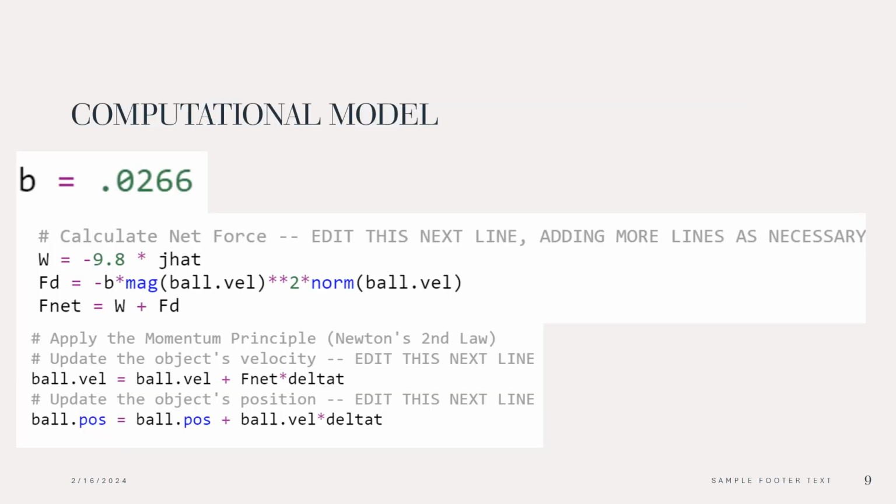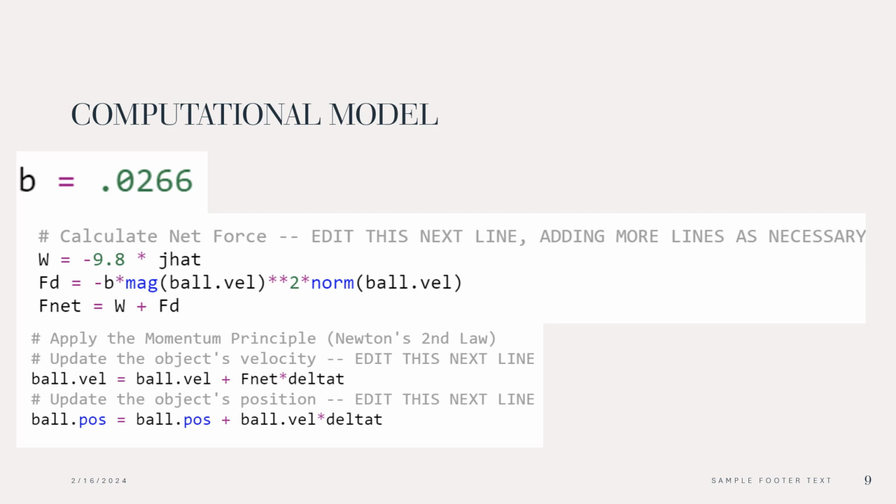All right, going into the computational model, I found that our drag constant was about 0.0266. We did a little bit of calculations I won't get into here, but looking at that next line of code, we've got to calculate the net force. So, of course, the weight is equal to negative 9.8. The force of drag is equal, once again, to that equation, which is going to be the negative b value, times the magnitude of the velocity squared, times the norm ball velocity, which is going to be that unit vector. All right, remember that force net is going to be W plus F of D.